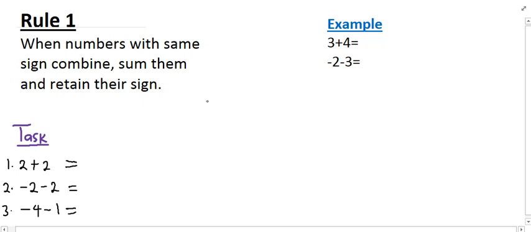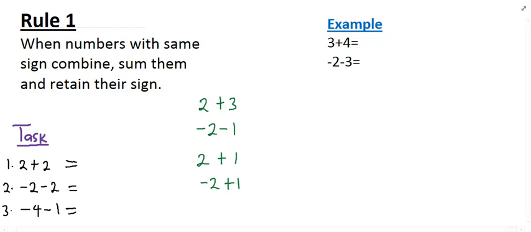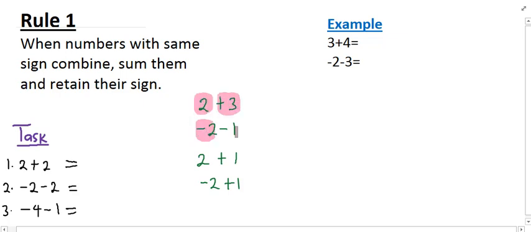Okay, so let's have numbers like 2 plus 3, minus 2 and minus 1. Okay, let's say 2 plus 1. Now these numbers have the same sign, right? Let me also have minus 2 plus 1. Hope you know positive is here, right? So positive number and positive number, negative number and negative number, so they are negatives, right? While here we have positive number and positive number, but here we have a negative number and a positive number.